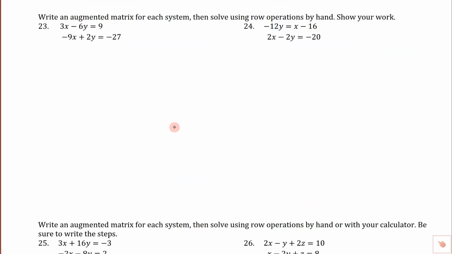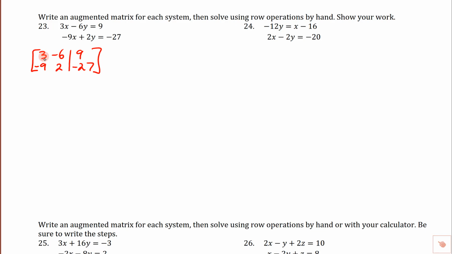Last page, 4 more problems. They're going to take a little bit though. It says write an augmented matrix for each system, then solve using row operations by hand and show your work. So we're going to take this one and we're going to write that augmented matrix. So here's what we're going to do. We're going to write down 3, negative 6, 9, and negative 9, 2, negative 27. Now I sometimes forget this little line right here, so if I do that, don't worry about it.